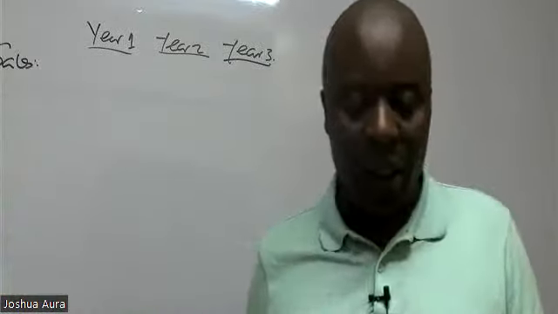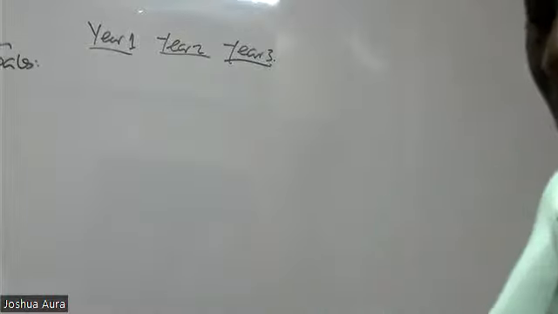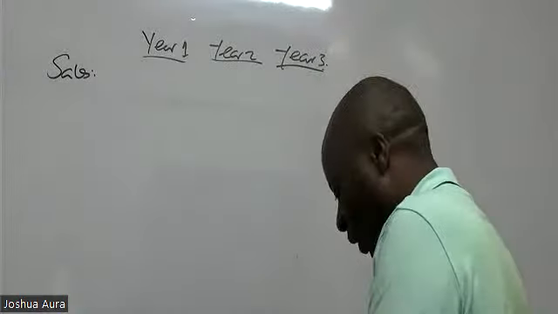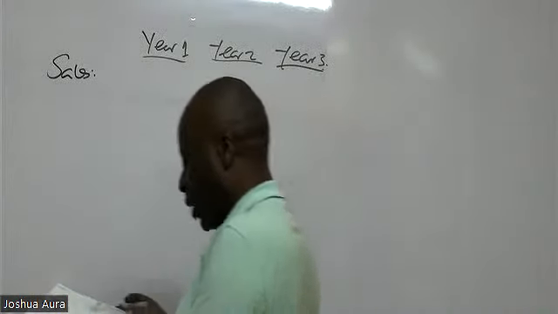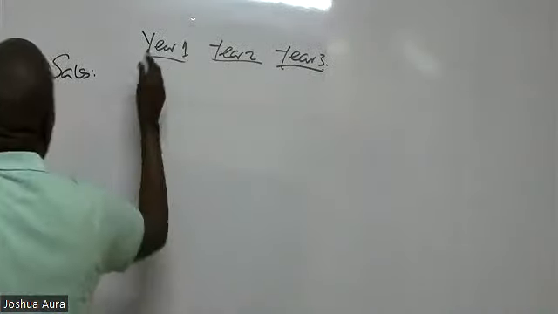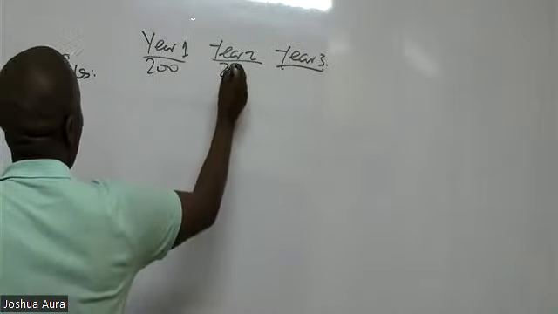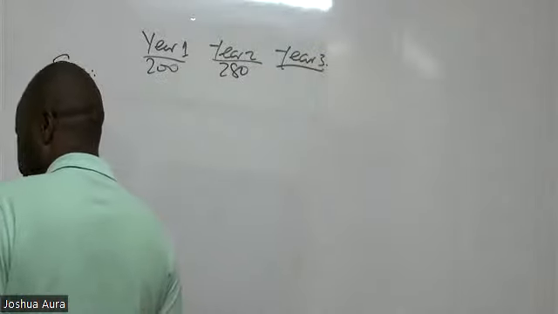Are you able to see our sales figures? For year 1, sales is 200. I want my figures to be in millions. So year 1 sales is 200, year 2 sales is 280, year 3 sales is 320.